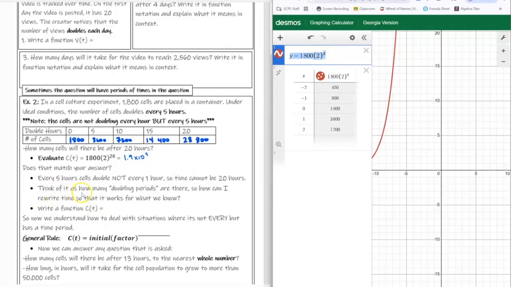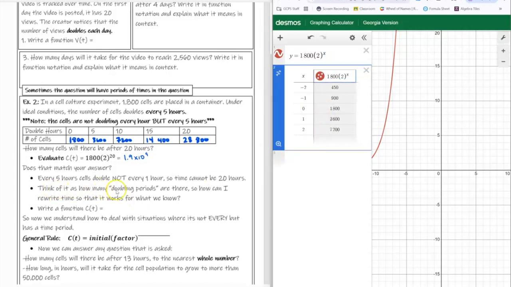I want you to double it every 5 hours. So think of it this way. How many doubling periods are there? So how can I rewrite time so that it works for what we know? So pause the video, take a second and think about it. What can I do with this X so that it knows that every 5 hours I want it to double, not every 1 hour?